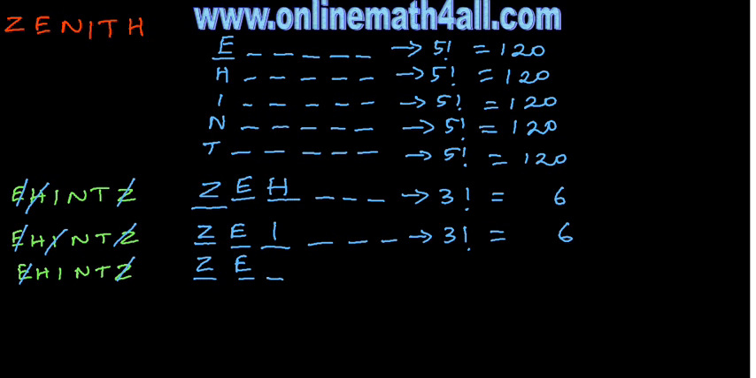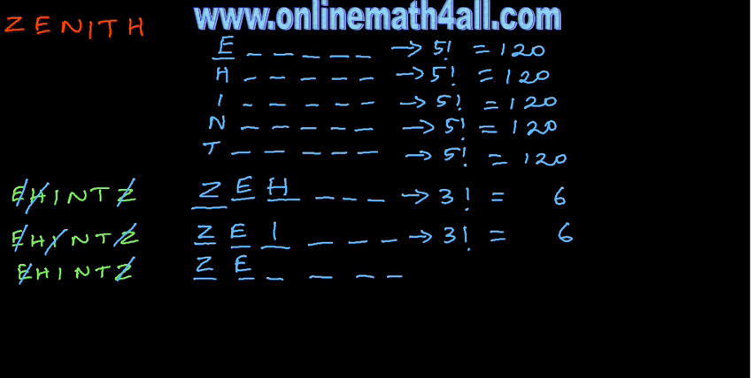Now the third place is to be filled with one of the remaining 4 letters in alphabetical order. So the remaining letters are H, I, and T. In alphabetical order, H comes first, but already we have taken H for the third place, and after H we have I. Already we have taken I for the third place. So we should not consider H and I again, and we should not consider the same letters for the third place.